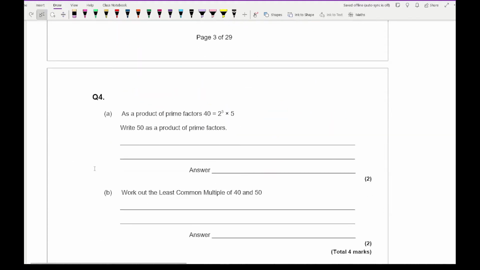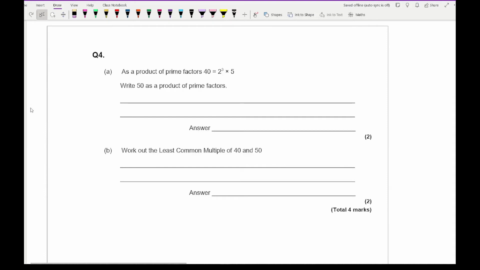Then moving on to question 4, it says as a product of their primes, 40 is 2 cubed times 5. Write 50 as a product of its primes. So again, I just simply either type this into my calculator or I can work it out manually. So I've got 5, 25, 2, 5, and 5. So it's 2 times 5 squared.